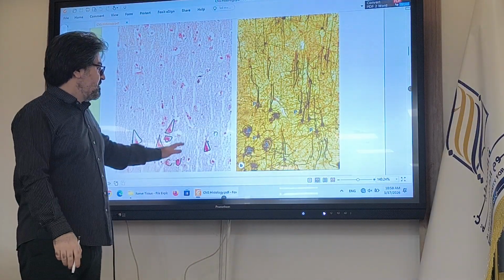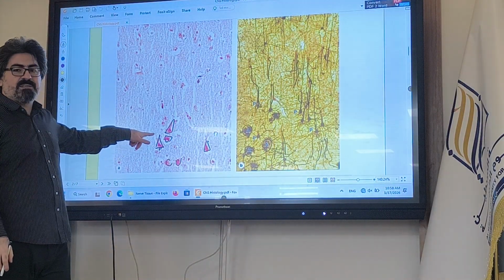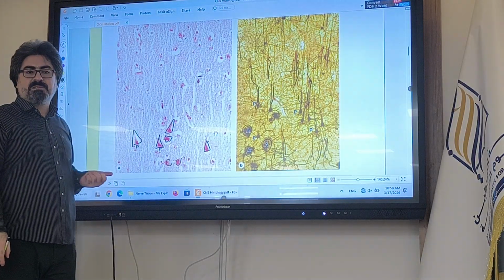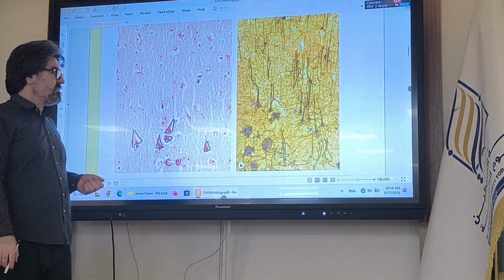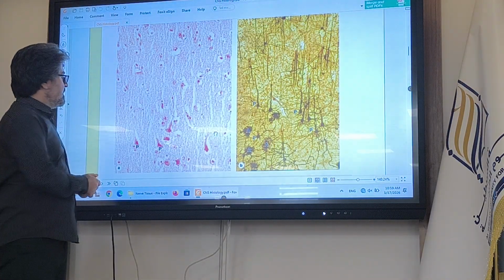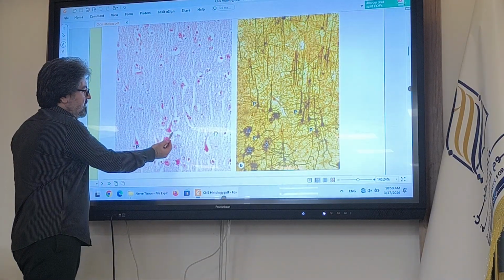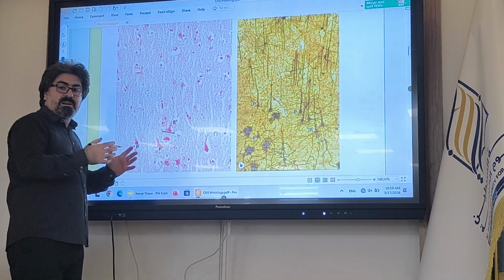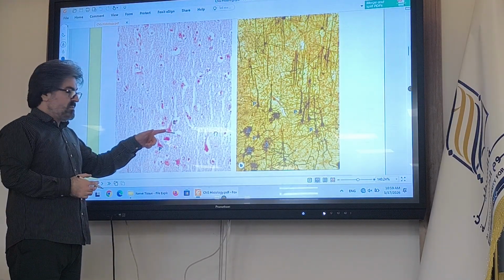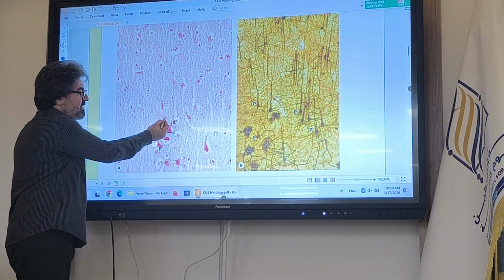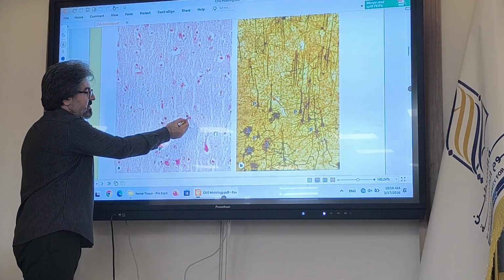So which part of the cerebrum is this? Because it has neurons, cell bodies, it is gray matter. It is cortex, because we can see neurons. And what about glial cells? Look at the size of this cell and this one. The larger ones are the cell bodies of neurons, and the smaller ones are glial cells.